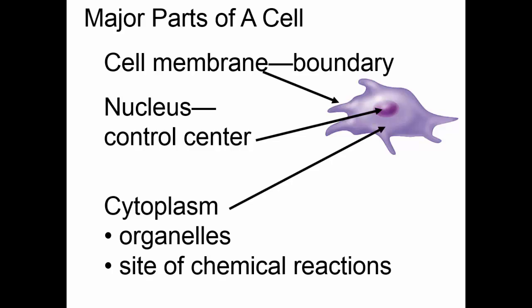Then between the nucleus and the cell membrane is a gelatinous type of material called the cytoplasm. The cellular organelles are located here. This is where all of the chemical reactions that occur in the cell happen.